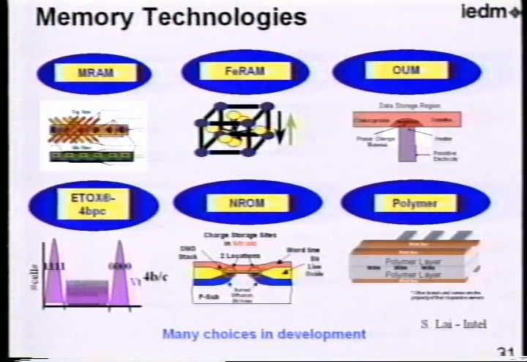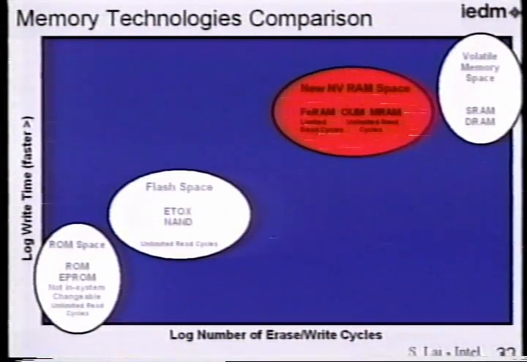All of these have their advantages and, of course, disadvantages. And the space that you're looking at in here is this space. Here's the volatile memory. You're looking at this space where it's really these non-volatile, low power, fast read-write cycles.